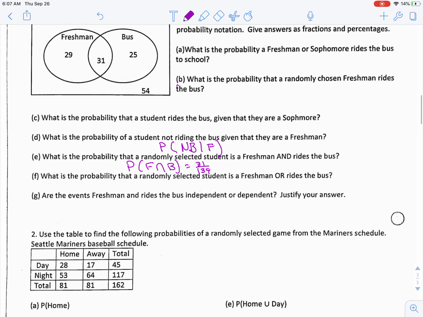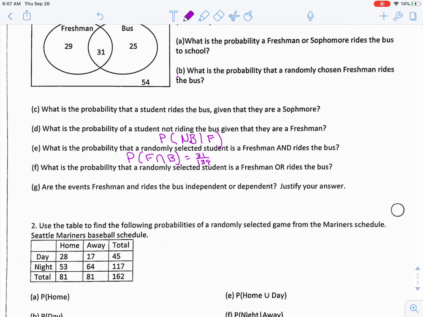F, what is the probability a randomly selected student is a freshman or rides the bus? Okay, so a freshman or rides the bus would be 29 plus 31 plus 25. And that's going to be out of 139. Which is going to be 85 of 139.